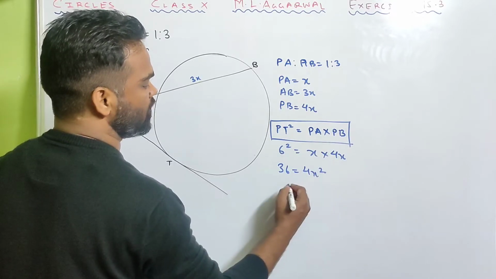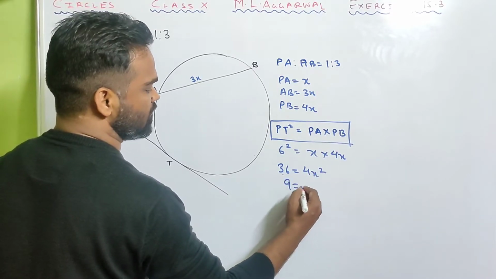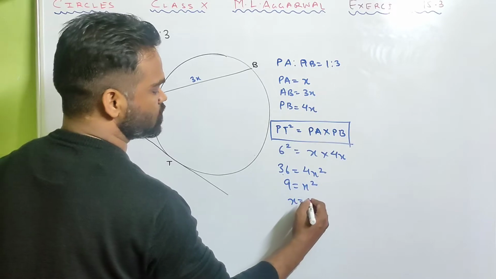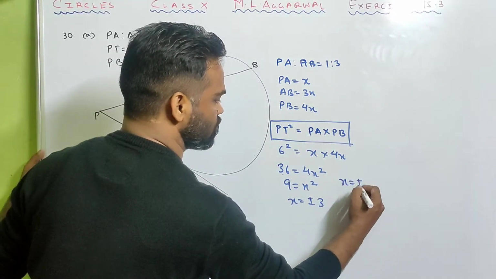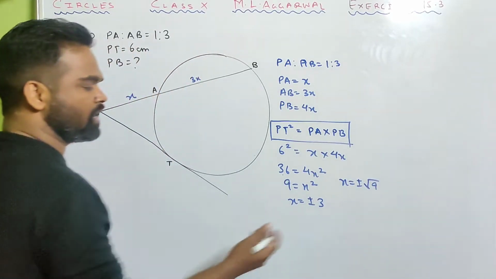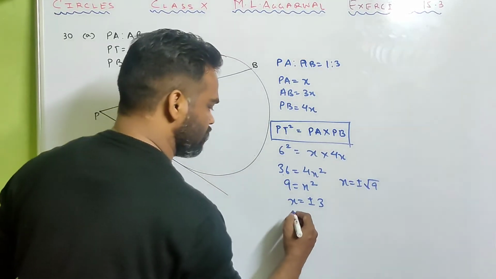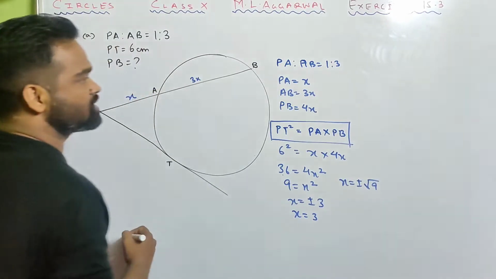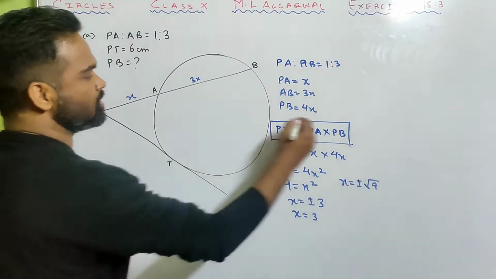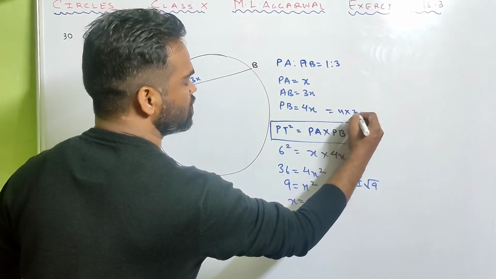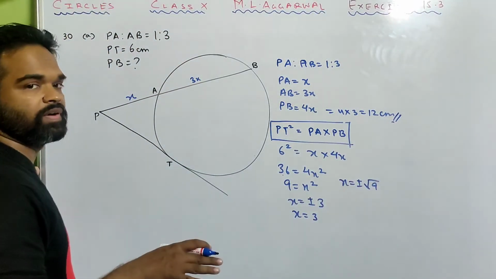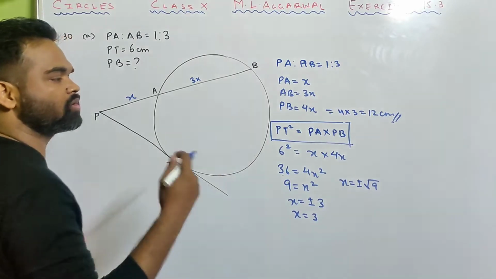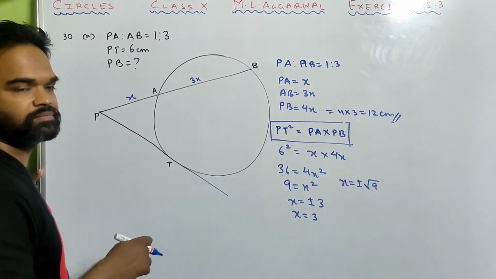This is 4x square, which means 36 by 4 is 9 equals to x square. x equals to plus minus 3, because from here we can write x equals to plus minus root 9. Root 9 we know is 3. We won't take the negative one, we take the positive. So x is 3. They are asking PB. So PB will be 4 into 3. That's 12 centimeter. Done. Very easy. Just use this theorem. PT square equals to PA into PB.